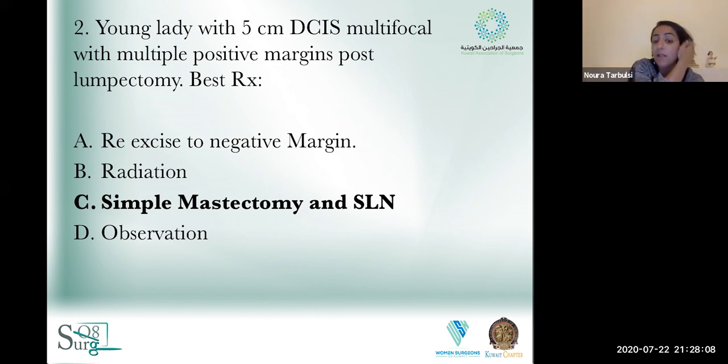For DCIS, however, because biologically it's different and the spread within the duct is different, you need a 2 millimeter margin to call it a negative margin.